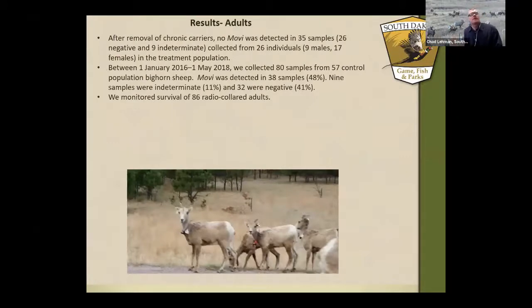And so for results then, after removal of the chronic carriers, no MOV was detected from 35 samples from 26 individuals. And then between January 2016 and May 2018, we collected 80 samples from the 57 control population Bighorn sheep. MOV was detected in 38 samples, or 48%. 9 samples are indeterminate and 32 are negative. And for our total sample size, then we had 86 radio-collared adults.